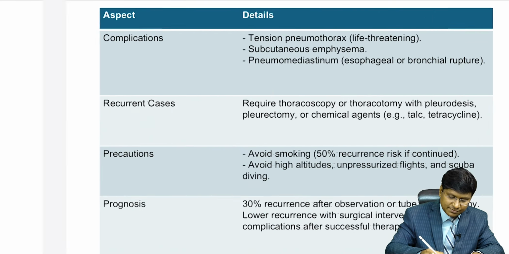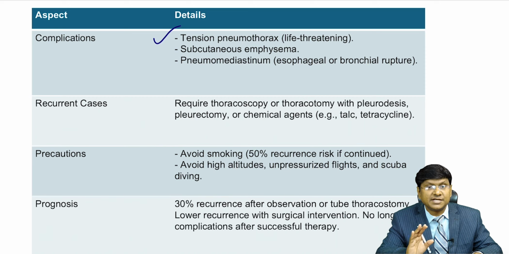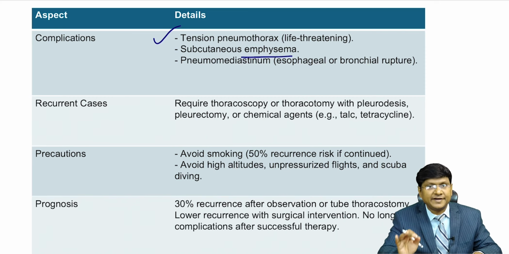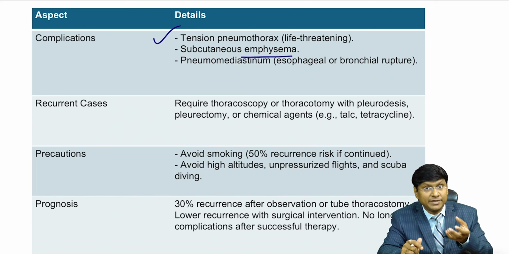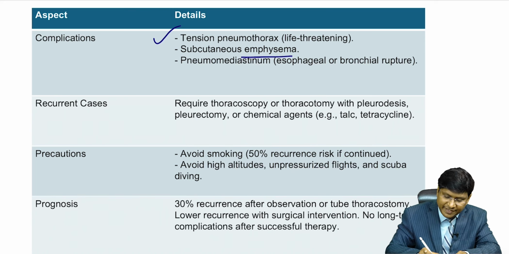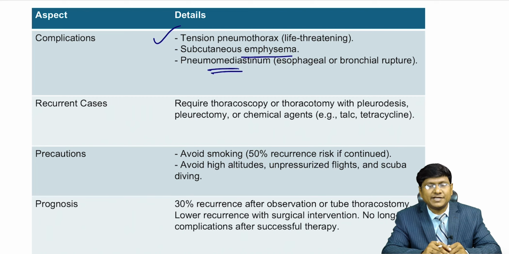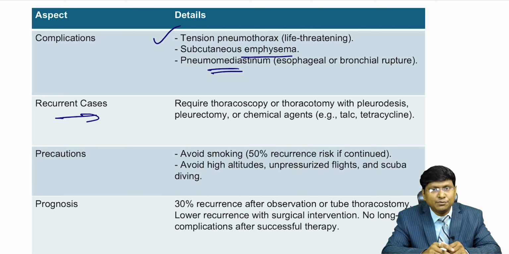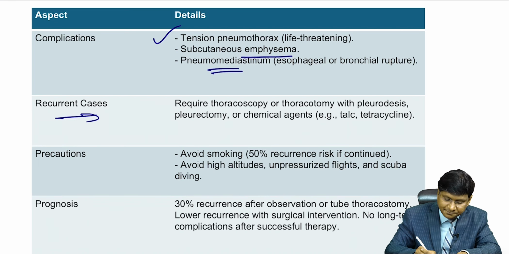And complications include the tension pneumothorax, which is a life-threatening complication, and there will be subcutaneous emphysema, where there is air accumulation beneath the skin, and pneumomediastinum. Pneumomediastinum is where esophageal or bronchial rupture can contribute to the development of excess accumulation of air within the mediastinum, that is called pneumomediastinum. And in recurrent cases of pneumothorax, what is it that you need to do?